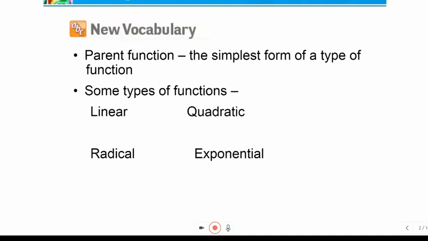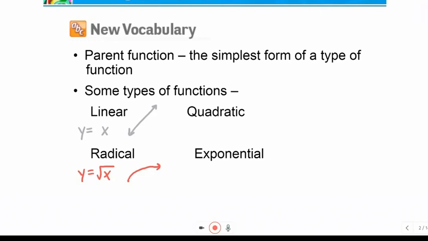Here we go. There are parent functions. So that's the simplest form of any type of function. There's a whole bunch of them. The ones that we typically are going to look at are linear functions, which look like a line. So those are of the form y equals mx plus b kind of stuff. You have radical functions where y is going to equal the square root of some number. And those are going to look like this.